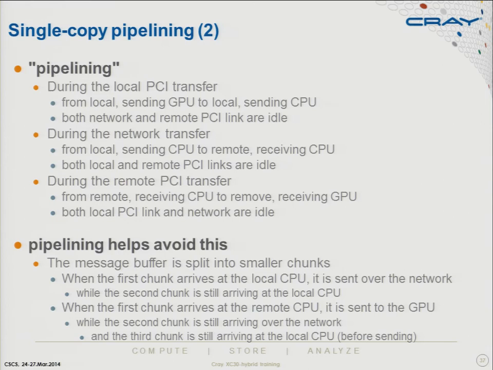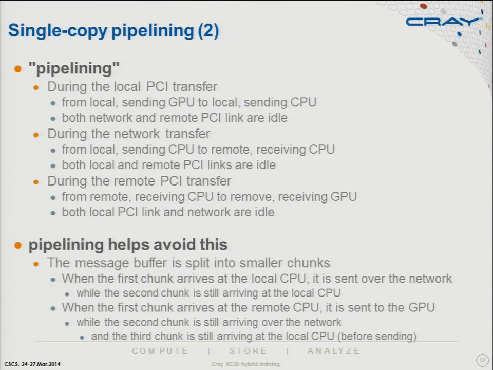Now, the PCI bus between the CPU and the GPU is the slowest link in the chain. You do not want that to sit empty. You want to try and keep it busy because the bandwidth isn't great. So you want it running all the time if you can do it.